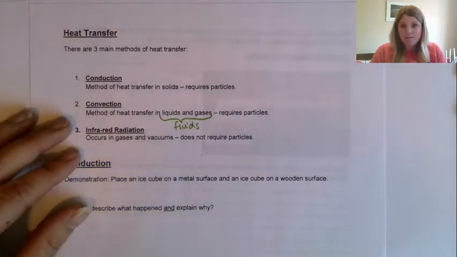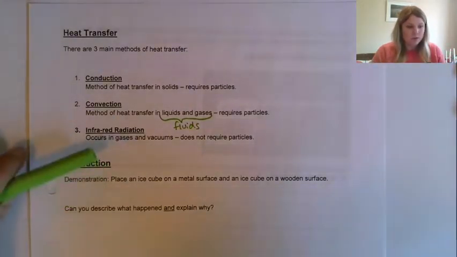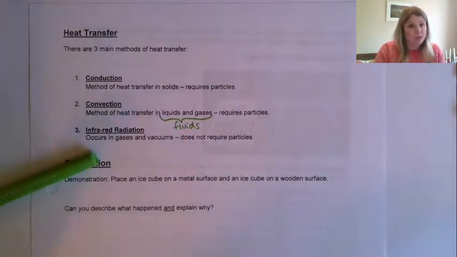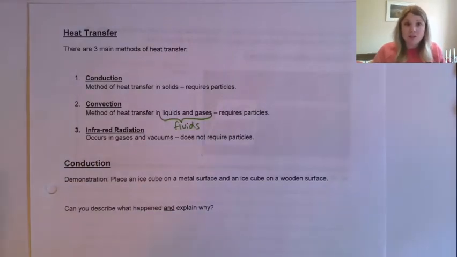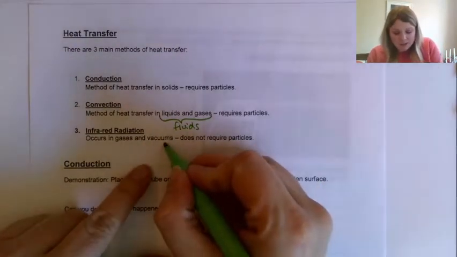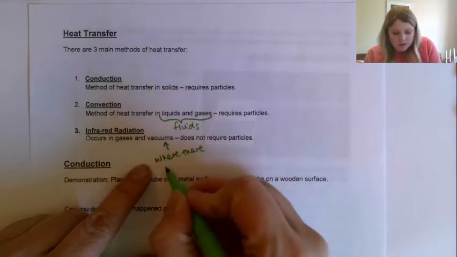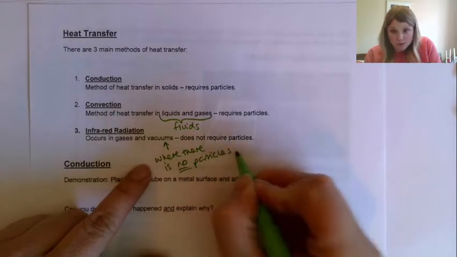Now, a vacuum in science is just a place where there's absolutely no particles. So if you imagine you had a wee cup full of air and you sucked all the air out of it and then there was absolutely nothing left, just no air particles or anything, that would be a vacuum. So like outer space would be a vacuum. Let's add in what that is. So it's where there is no particles, nothing whatsoever.